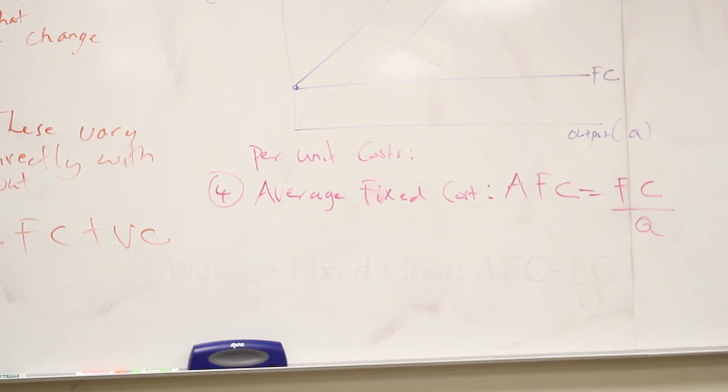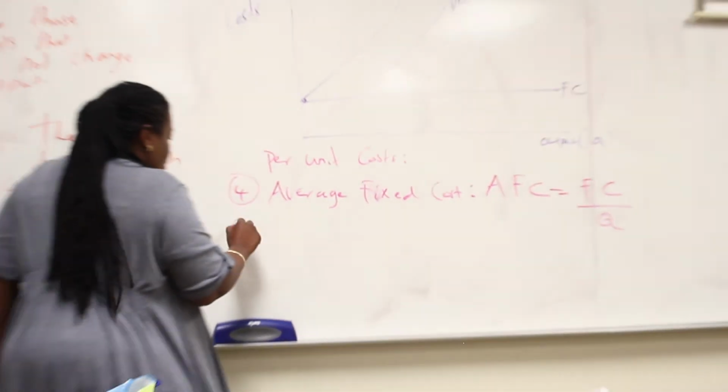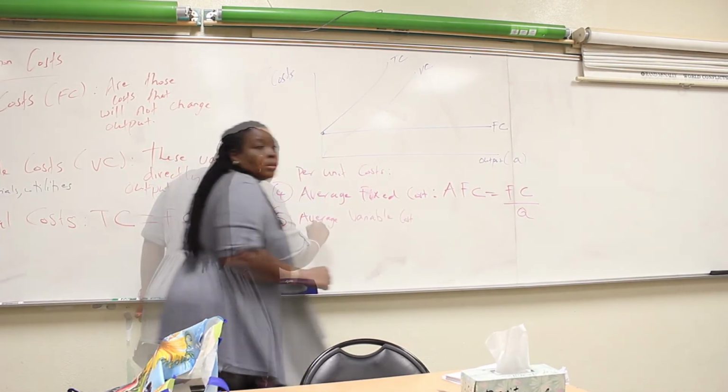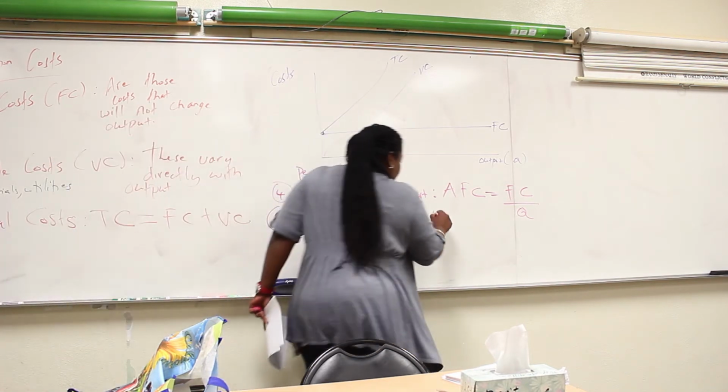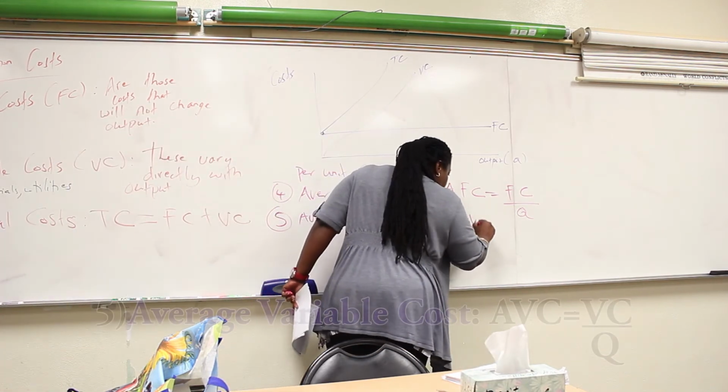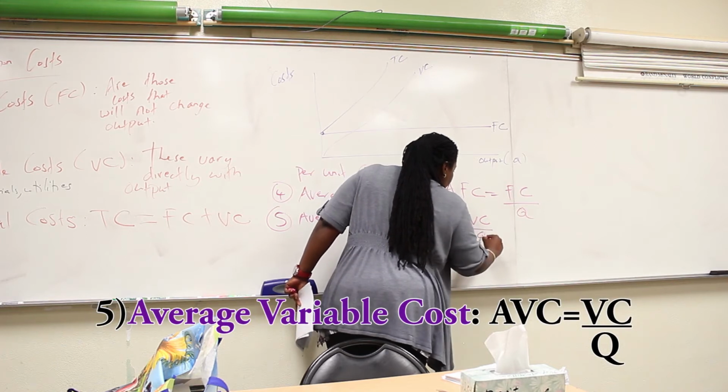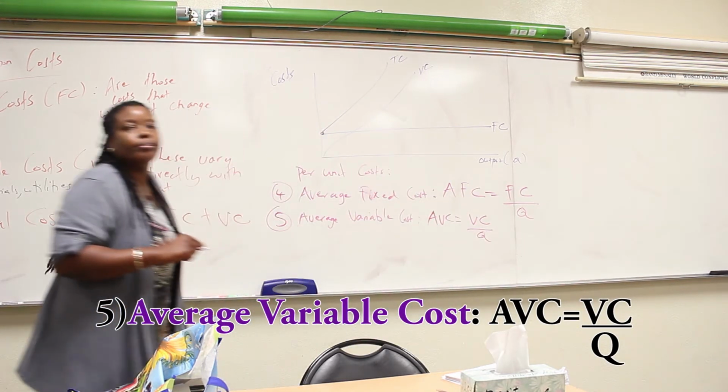Then we have average variable cost. Just like any other average, take the sum of the stuff and divide by the number of stuff. That's your average. So if I want average variable cost, how do I calculate this? VC divided by the quantity. Very good. AVC: take the total variable cost, divide by the number of stuff, which is the quantity.